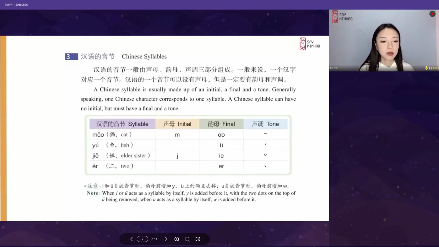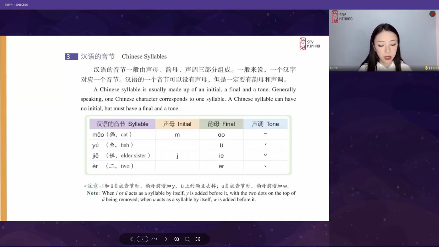And now we are going to learn Chinese syllables. We've already learned 3 basic parts of pinyin, which is initials, finals, and the tones on it. And if we put these 3 parts together, then we can get a syllable. But sometimes a syllable can be there without an initial, but must be a final and a tone, okay? So now let's see some examples first.